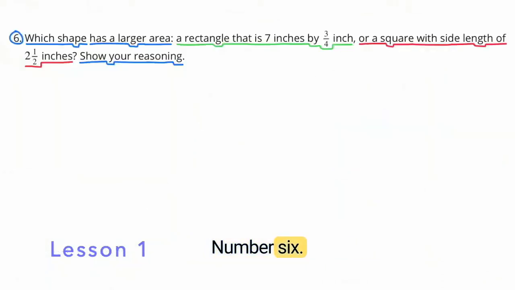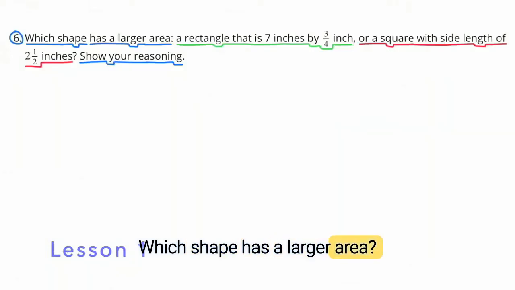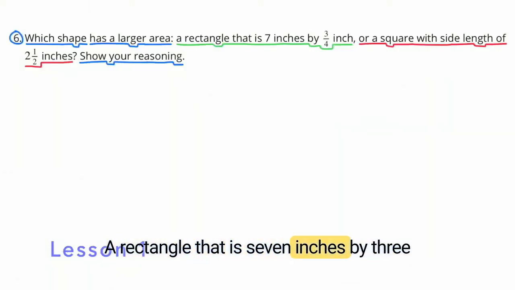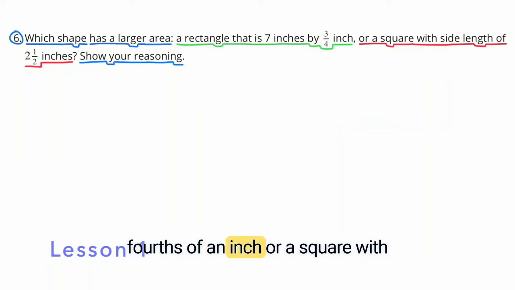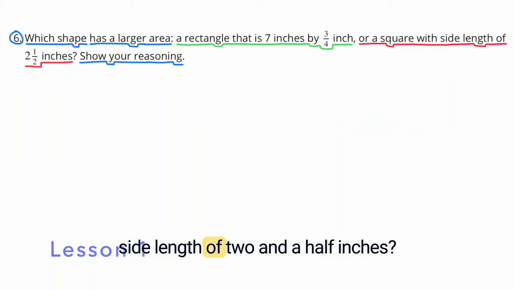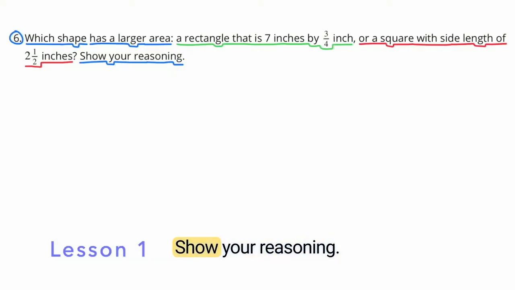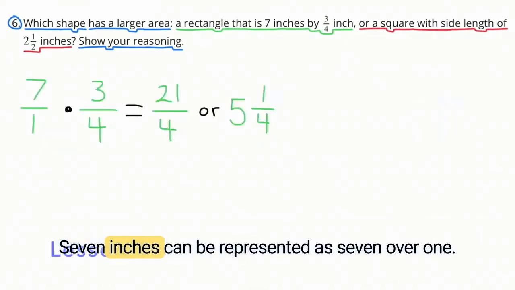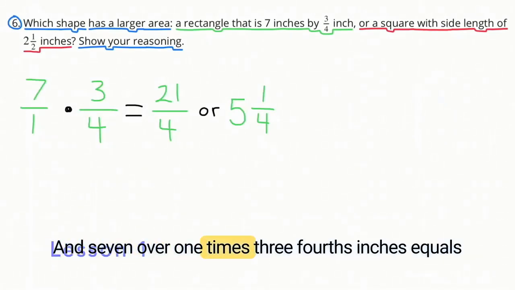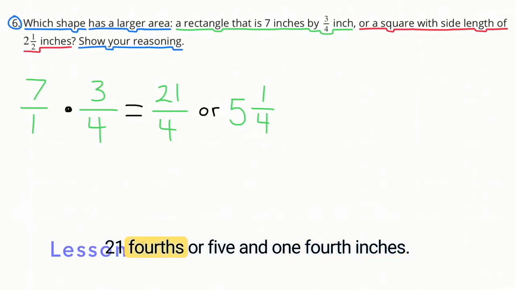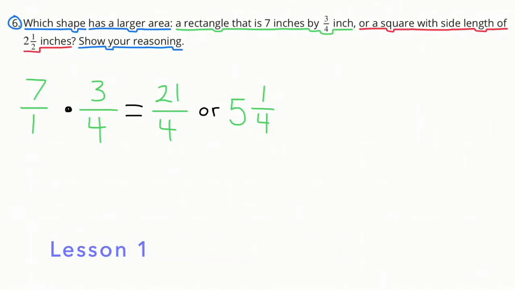Number 6. Which shape has a larger area? A rectangle that is 7 inches by 3/4 of an inch, or a square with side length of 2.5 inches? Show your reasoning. 7 inches can be represented as 7 over 1, and 7 over 1 times 3/4 inches equals 21/4, or 5 1/4 inches.